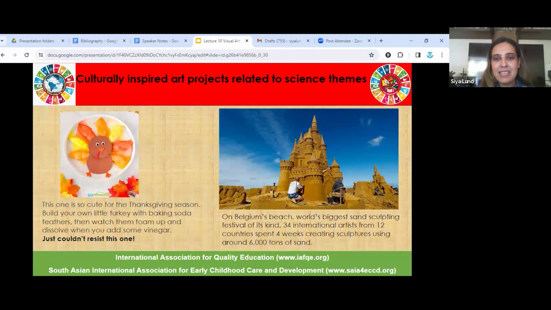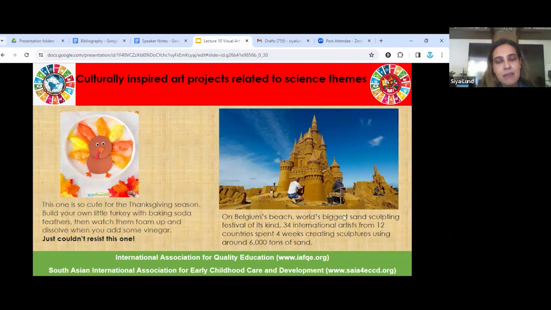Yes, it is a sand sculpture that these professionals are making, and they're actually making it on a Belgian beach. This is the world's biggest sand sculpting festival of its kind in Belgium, where 34 international artists have come from 12 countries and created sculptures through 4 weeks using 6,000 tons of sand.